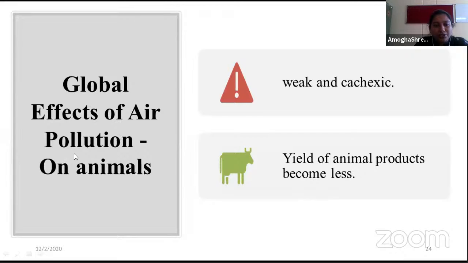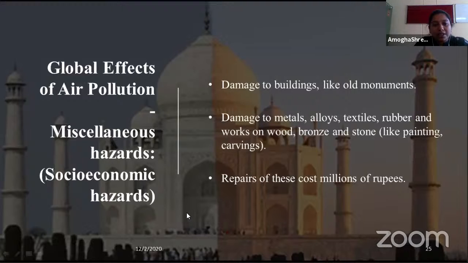So, global effects of air pollution on animals. Animals will be weak and cachectic, or they may yield less products. Then some miscellaneous hazards or socio-economic hazards. There will be damage to buildings like old monuments.